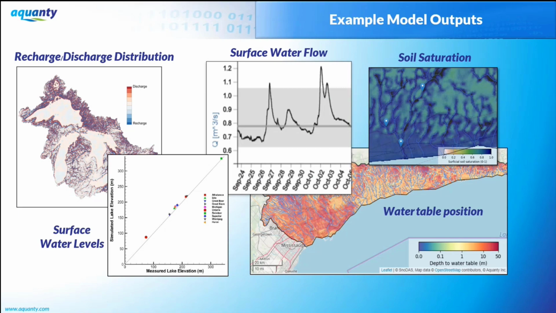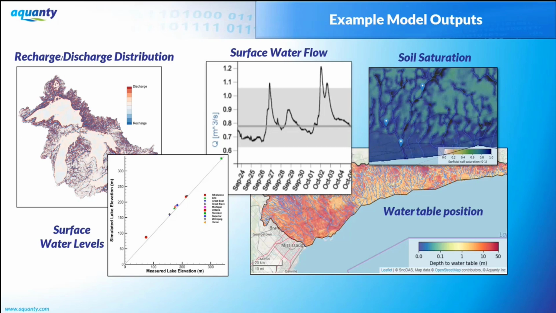So output of the model, one of them is recharge or discharge. Recharge is actually something that's calculated internally, as well as discharge to the land surface. It's not an input. In MODFLOW, for example, you specify recharge. Well, here it's calculated. Of course, you get surface water flow, the hydrographs in the streams, soil saturations, surface water levels, either in the streams or lakes, and of course the subsurface, hydraulic heads, water table position, and so on.